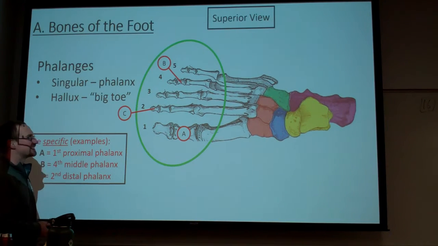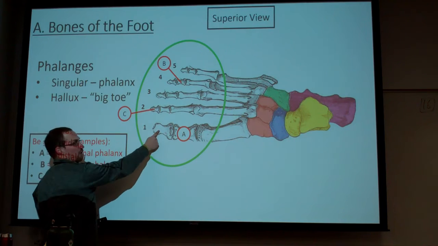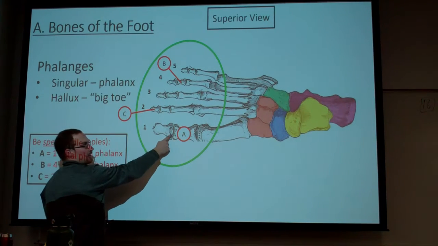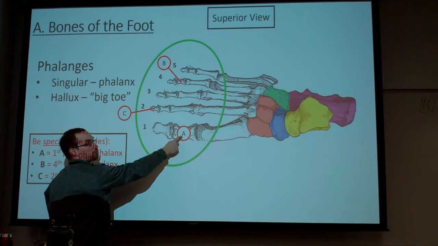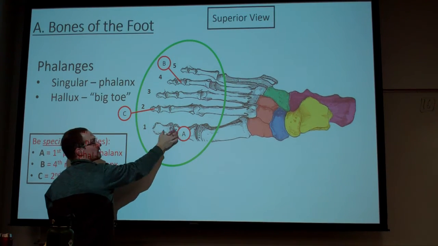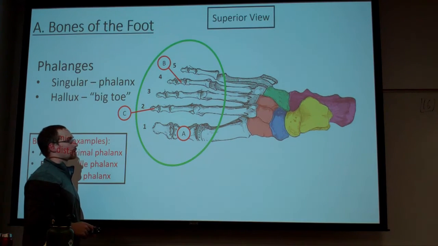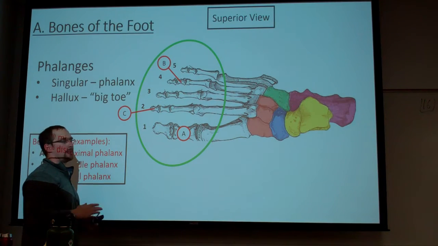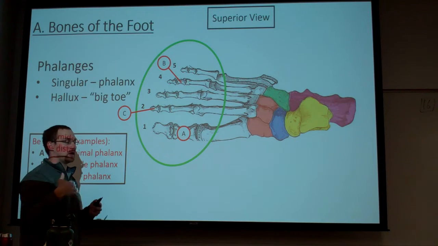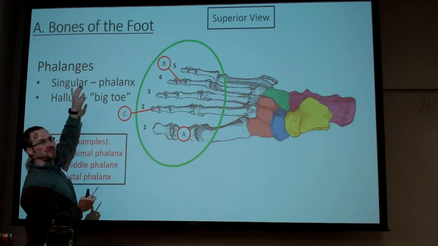So for one there, would that be the distal, or first distal? Good, so this would be the first distal phalanx. A would be first proximal phalanx. So notice your big toe here doesn't have the middle phalanx. And I apologize again, I said phalanxes, that was improper. Phalanges is the plural form for phalanx.